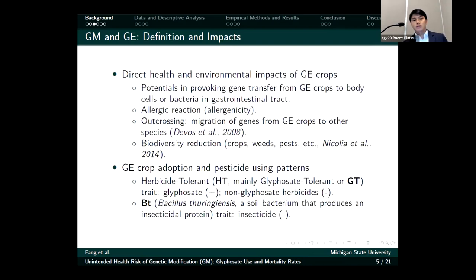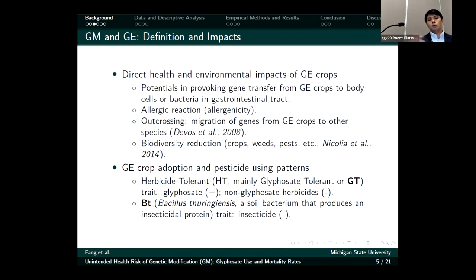Even though it gained huge success in providing yield improvement and cost reduction, there are public concerns on the health and environmental impacts of these genetically engineered crops. This is first about the direct health and environmental impacts of GE crops. For example, the potential of gene transfer from GE crops to human beings, as well as the potential of allergic reactions to those GE crops. Also the potential migration of genes from GE crops to other species, including the crop itself, as well as weeds. And there is also huge concern on the reduction in biodiversity, including the biodiversity of the crop, weeds, and pests.